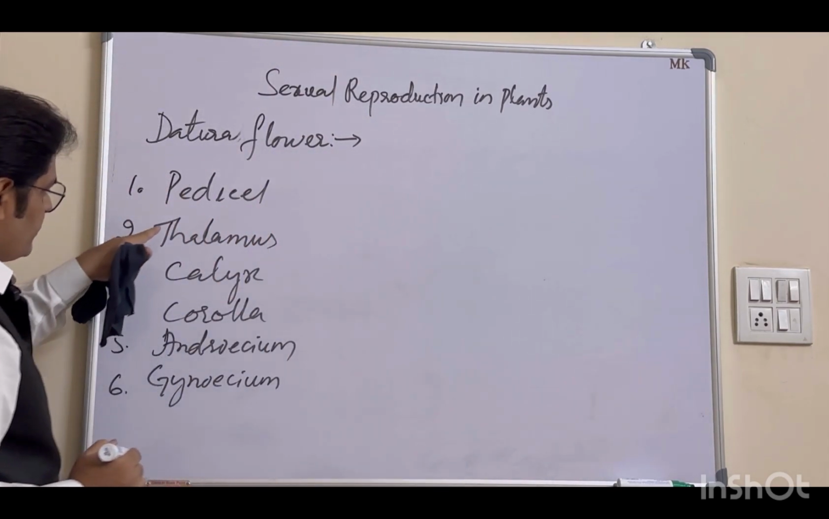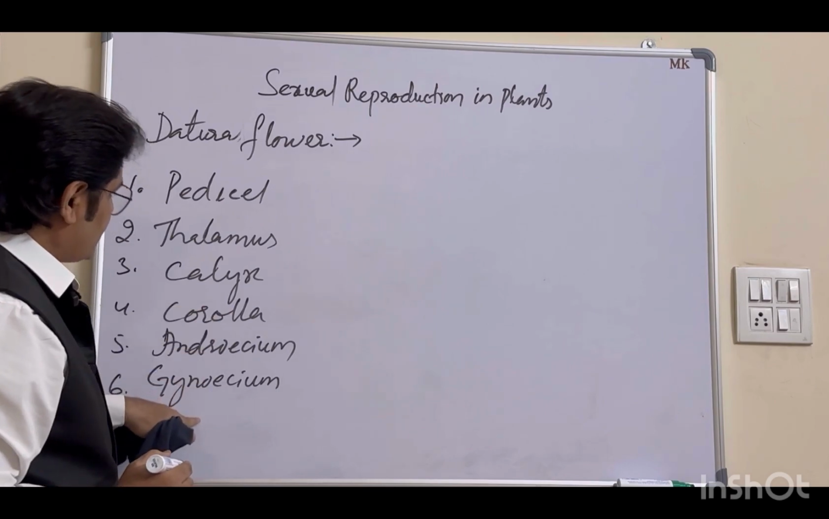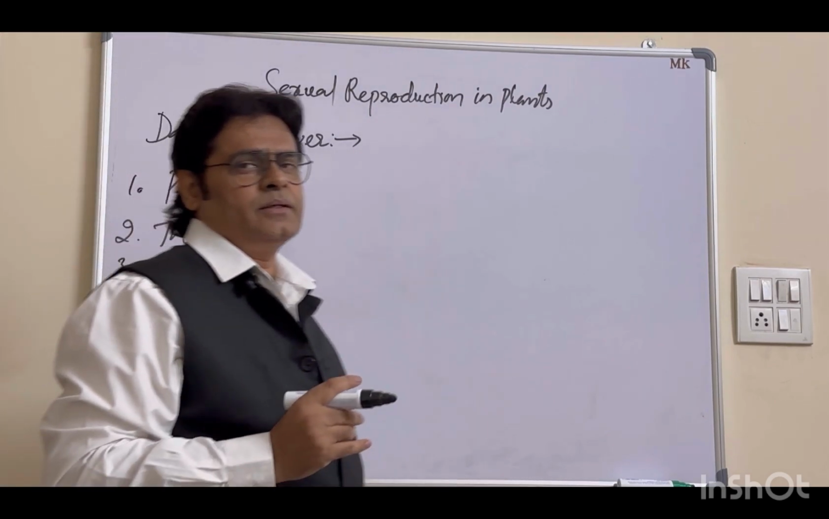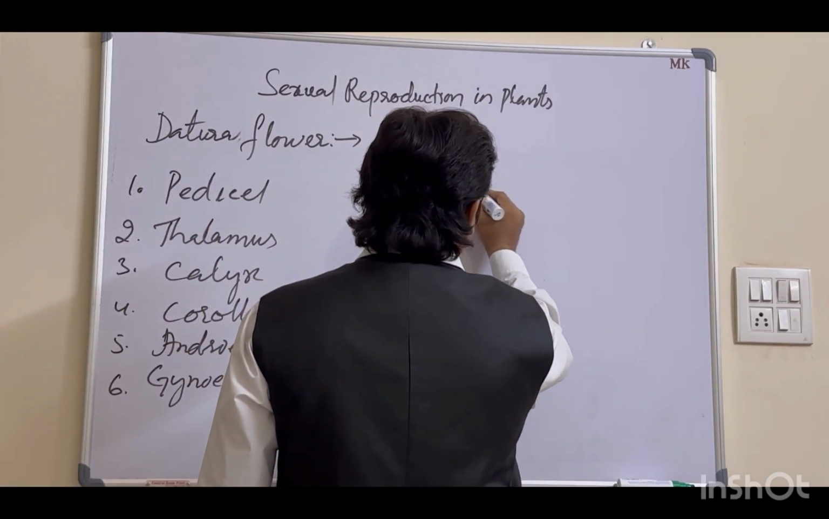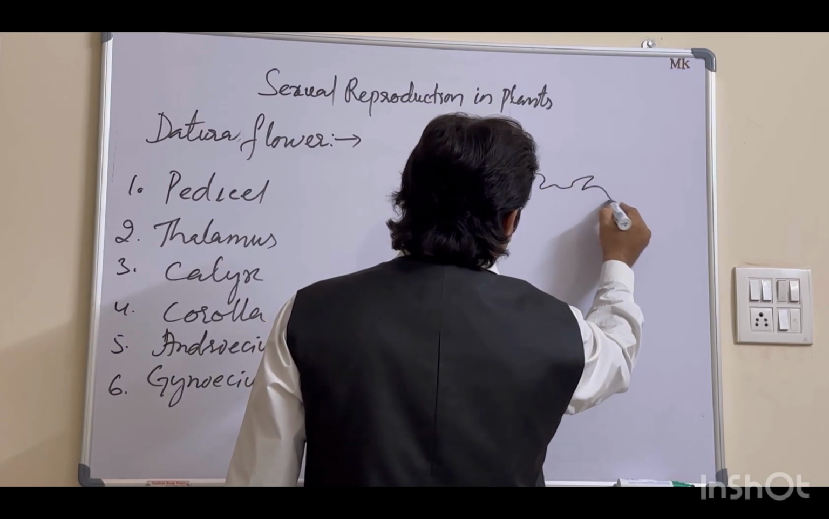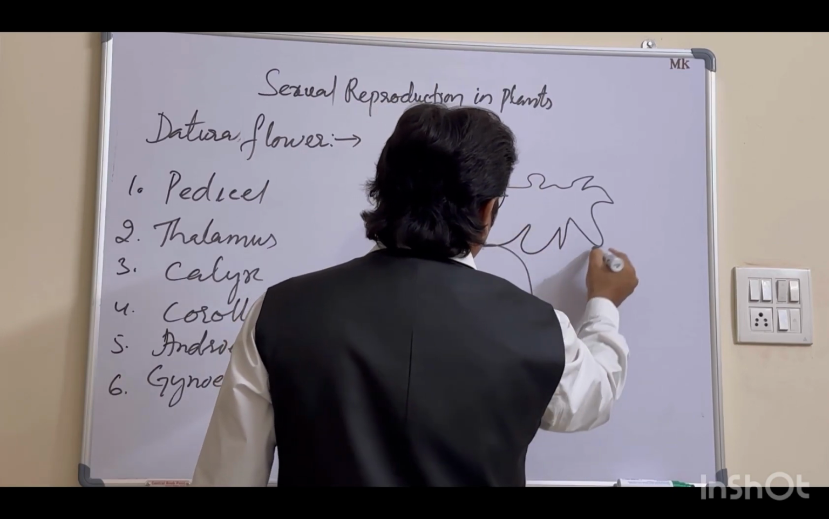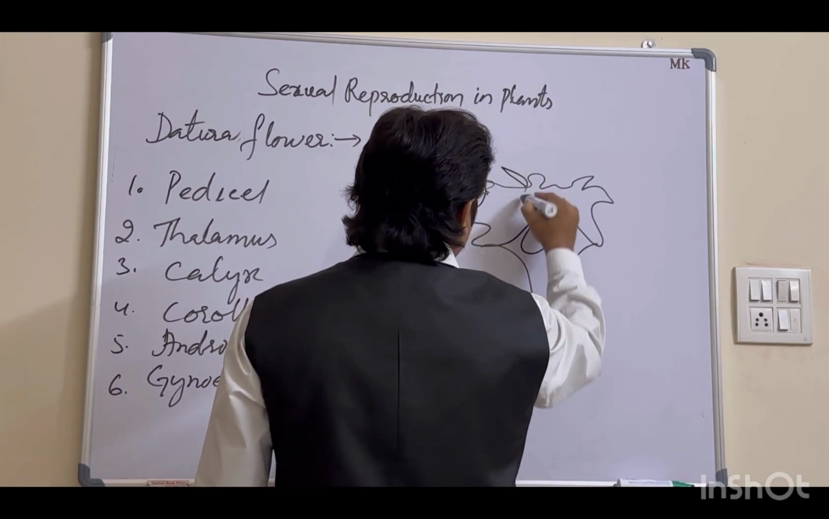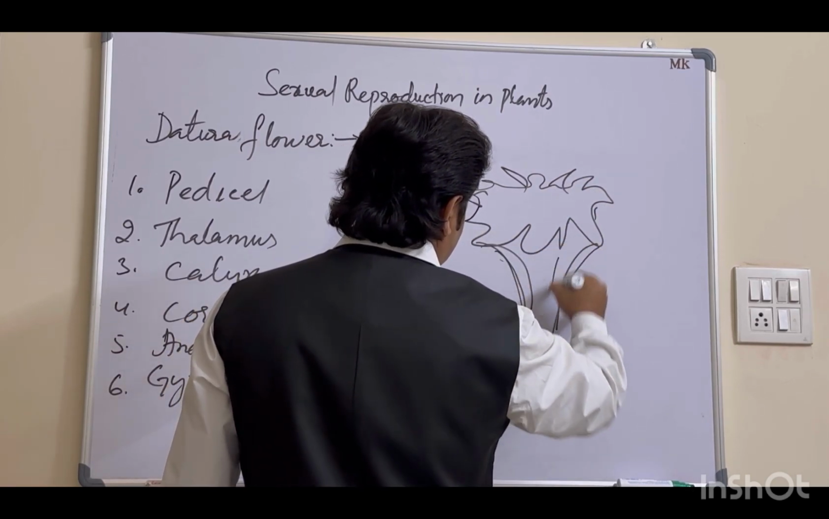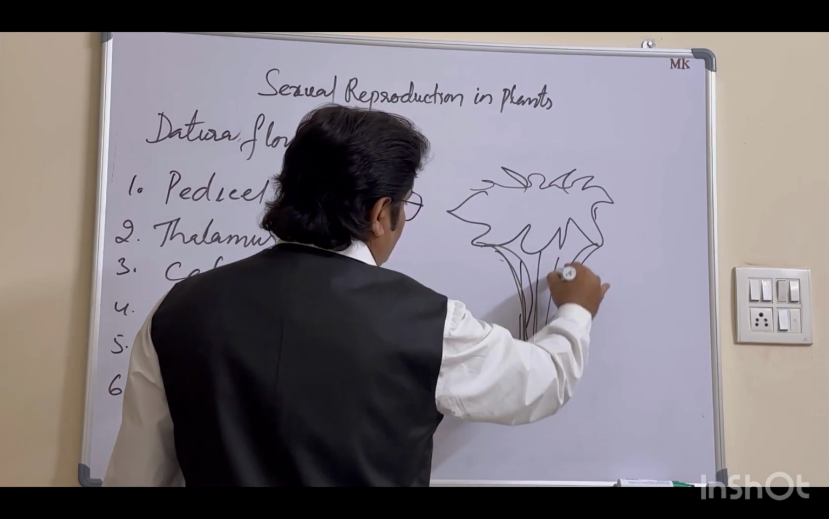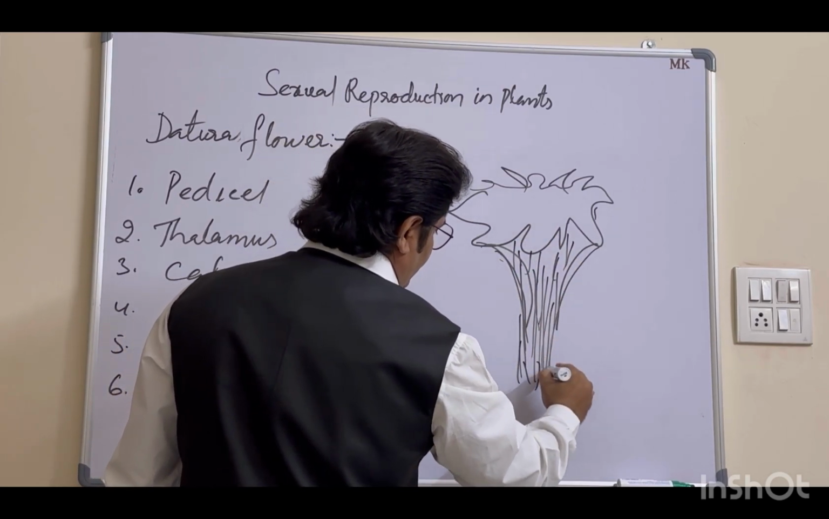So what is pedicel? What is thalamus? What is calyx? What is corolla? What is androecium? What is gynoecium? If we explain these complete six parts, it means the structure of the Datura flower will be completed, clear? So the Datura flower will be like this. This structure is called the whorl structure, okay, the whorl.